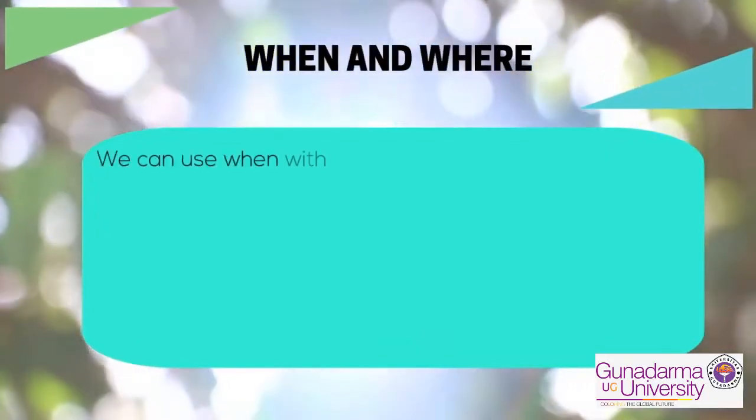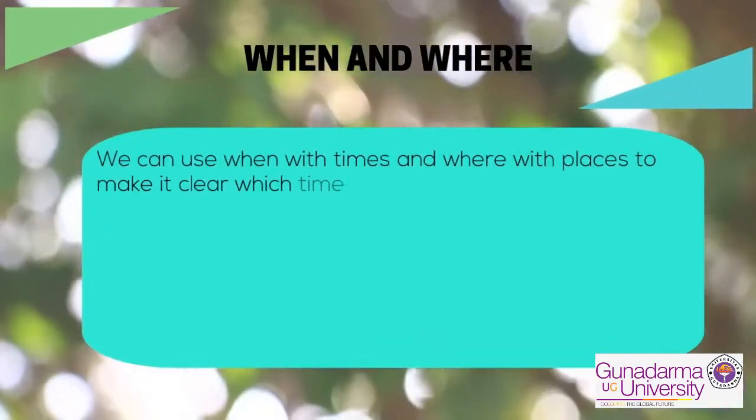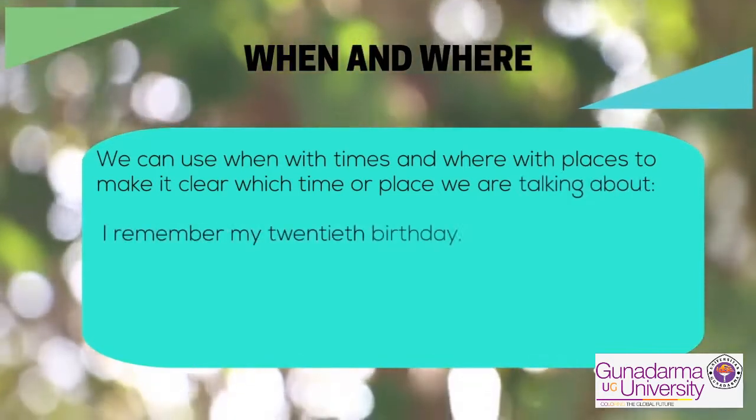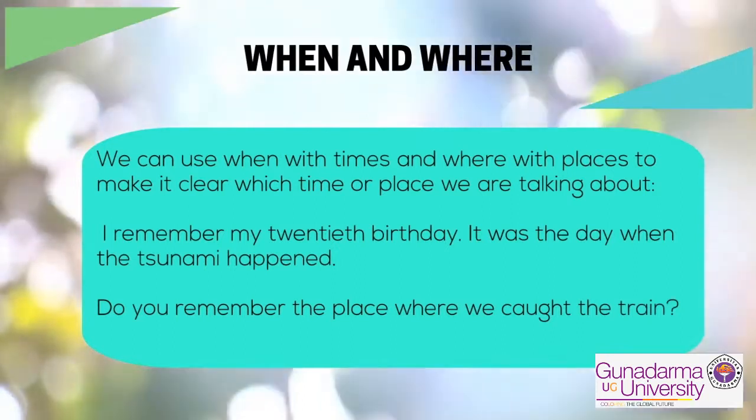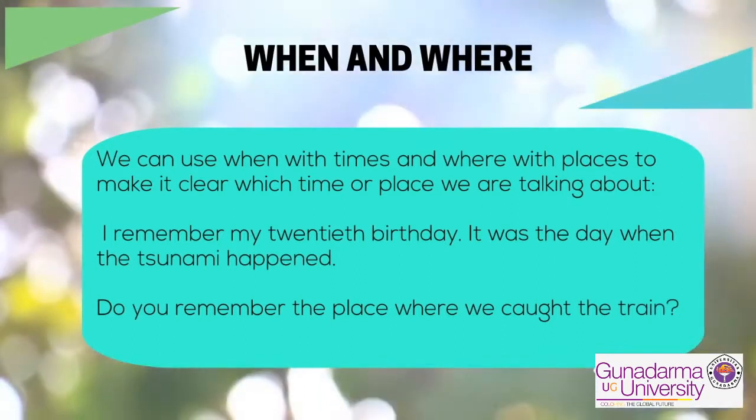When and where. We can use when with times and where with places to make it clear which time or place we are talking about. I remember my 20th birthday. It was the day when the tsunami happened. Do you remember the place where we caught the train?